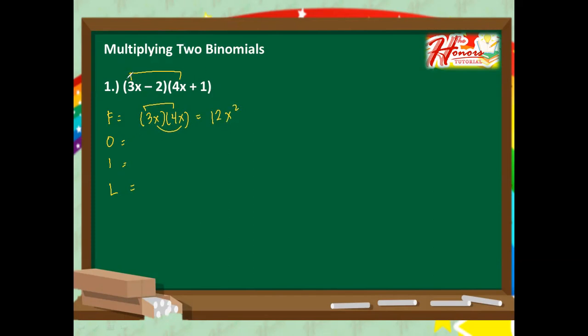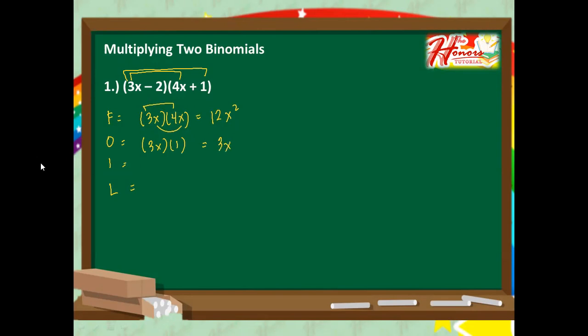Next. So we have here the next term. We have here 3x and 1. So 3x times 1. Any number that you multiply to 1 is equal to the number that you multiply to 1. So that is 3x still.